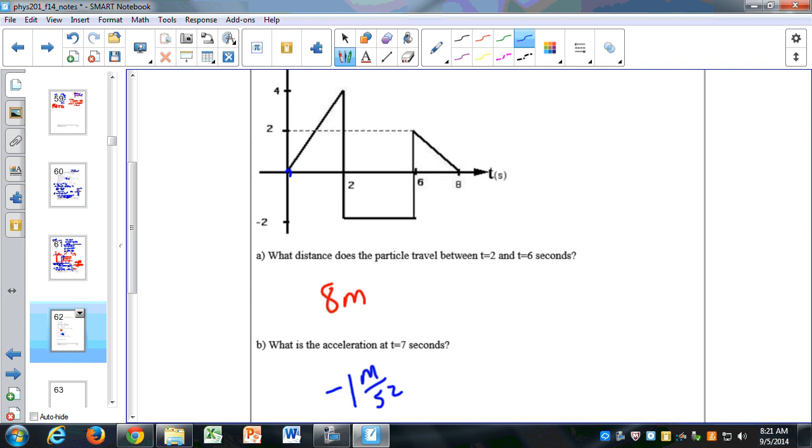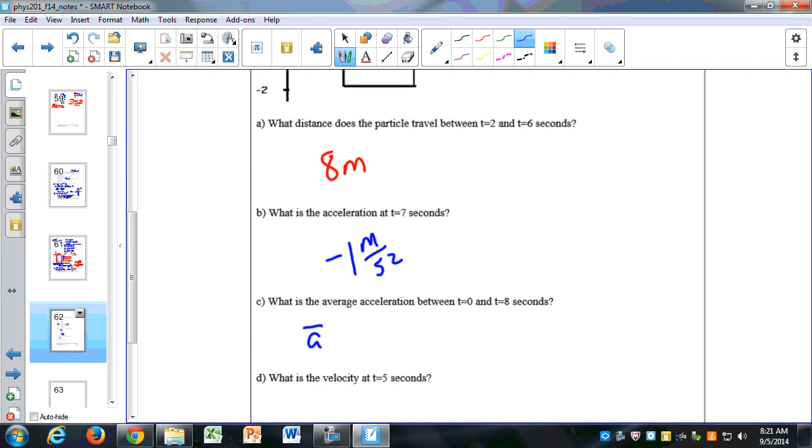So between 0 and 8, I just say my velocity here is 0 meters per second. My velocity here is 0 meters per second. So my average acceleration is VF minus VI over t. That's 0 minus 0 over 8, which is 0 meters per second squared.